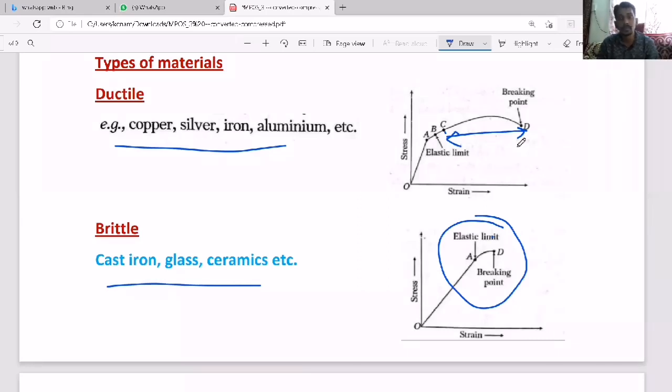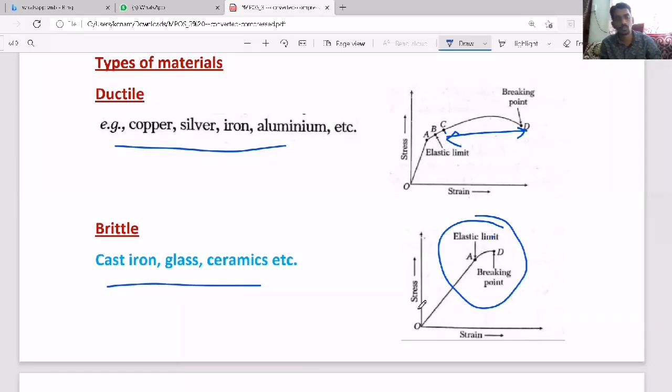So the difference between ductile and brittle depends on the difference between the elastic limit and the breaking point, or breaking stress, or fracture point. If that difference is huge, it is ductile, which can be stretched to longer lengths, and brittle means having a smaller gap between those two, so it cannot be extended to greater lengths. So that is what ductile and brittle are.